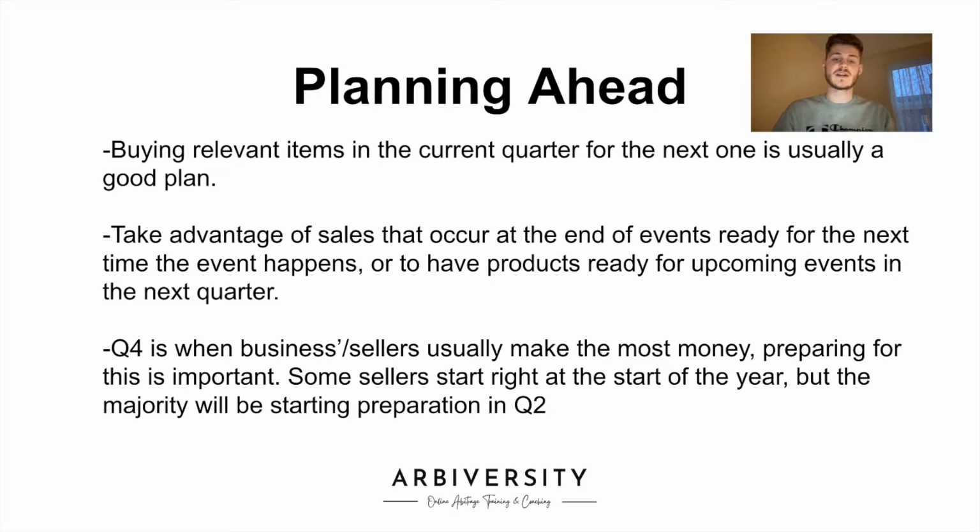Take advantage of sales that occur at the end of events, ready for the next time the event happens, or to have products ready for upcoming events in the next quarter. Make sure that you are set up in advance and thinking ahead of upcoming events. When a particular event ends, for example here in the UK, when Halloween ended, literally on the 31st of October, Halloween hadn't properly come to an end, it was going on that day, shelves were already being cleared and Christmas stuff was being put on the shelves.